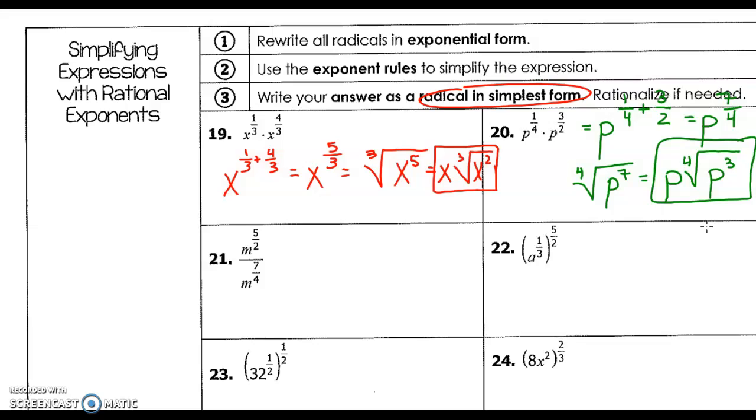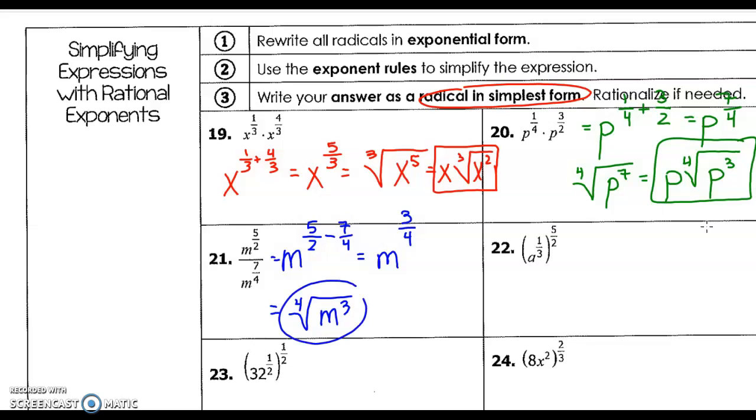All right, looking at 21, remember when you divide like bases, you would subtract the exponents. 5/2 minus 7/4. So that would be like having m to the power of 3/4. So when we change it back, that would be the 4th root of m cubed. I can't make groups of 4 out of 3, so that would be it.